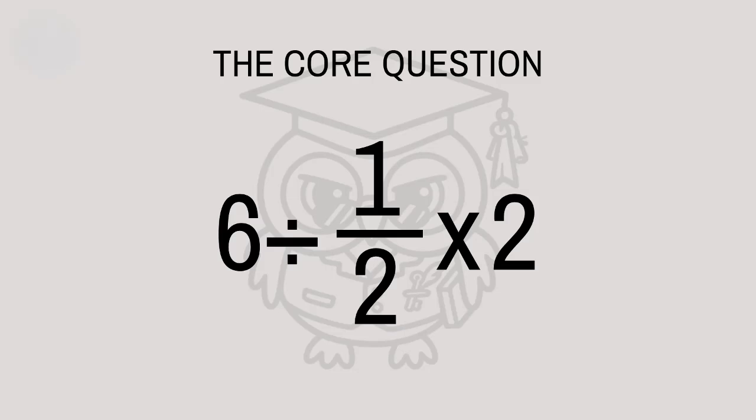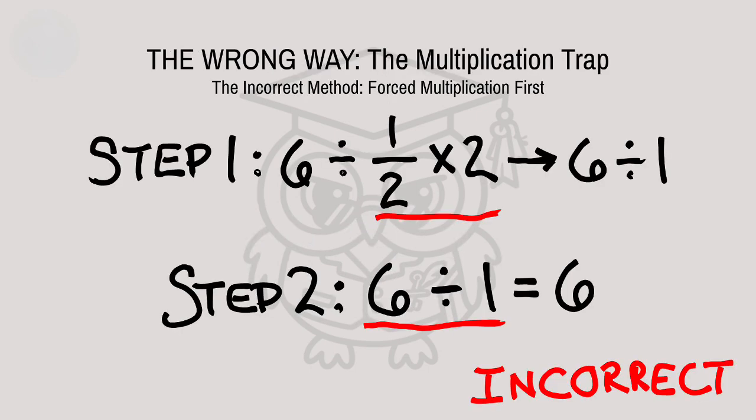Today we're solving 6 divided by 1 half times 2. We're going to analyze the common mistake that leads to an incorrect result, and then apply the strict algebraic rules to solve it correctly. Let's first look at the incorrect way this problem is commonly solved.